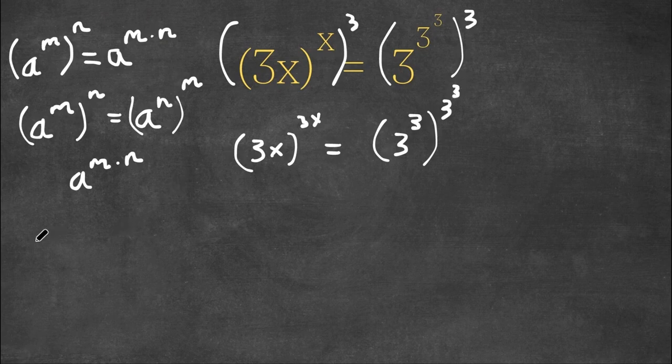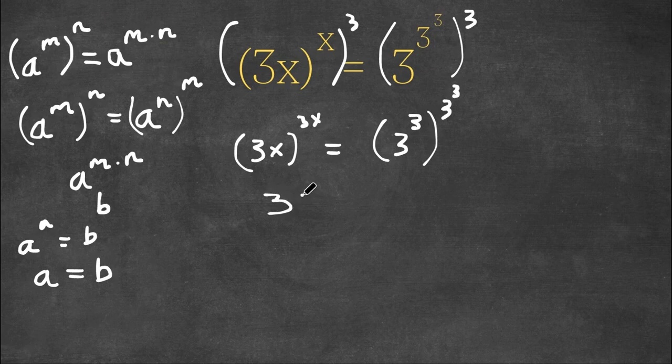And now, if we have something in the form a to the power of a is equal to b to the power of b, then this means that a is equal to b. As you can see here, 3x to the power of 3x, both of these are the same. The exponent and the base are the same. And same with here, the exponents are the same. Meaning, this would equal 3x is equal to 3 to the power of 3.